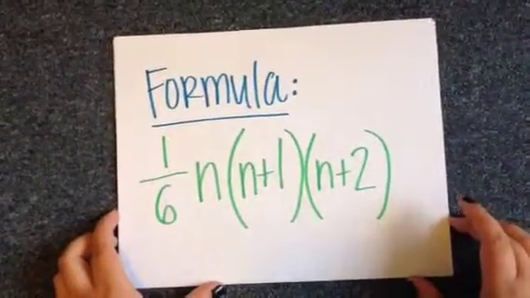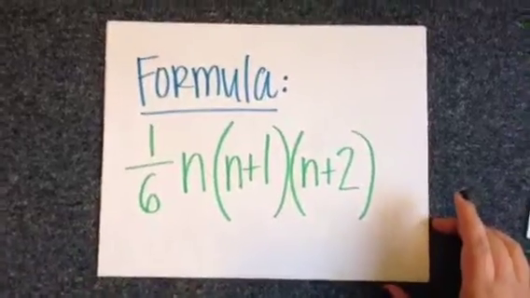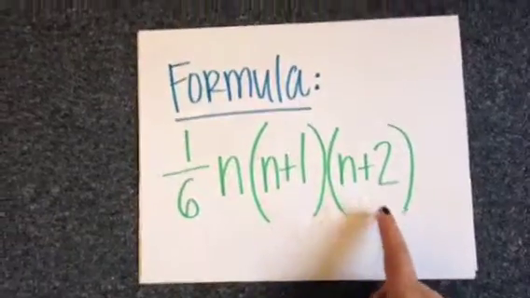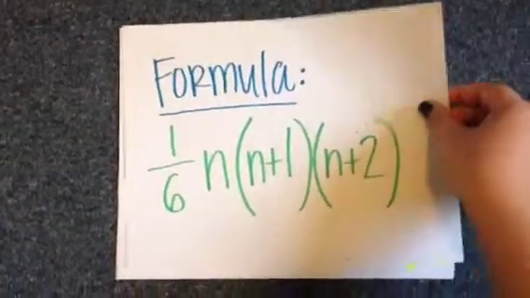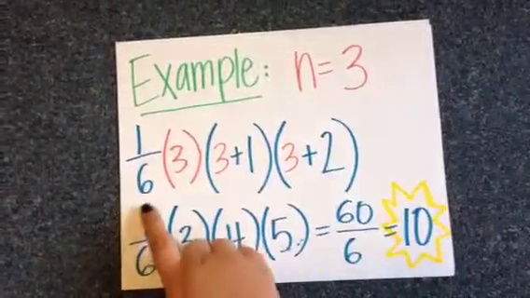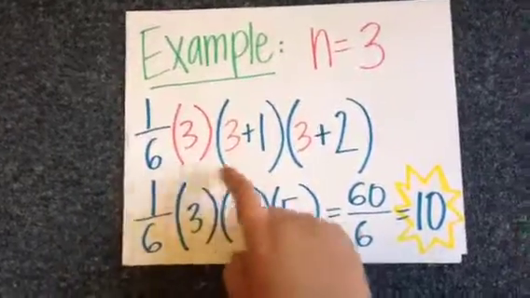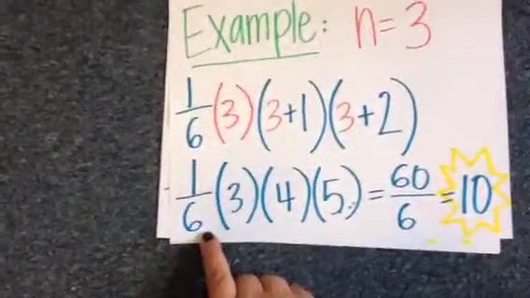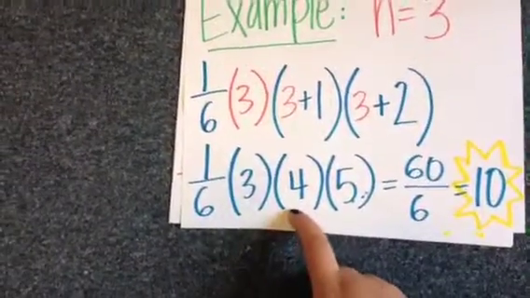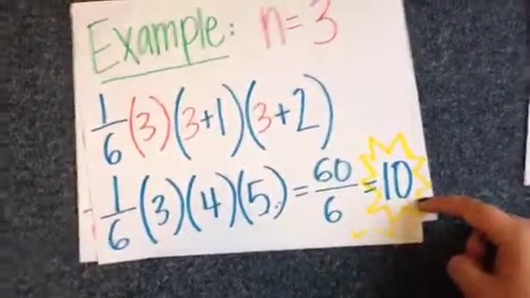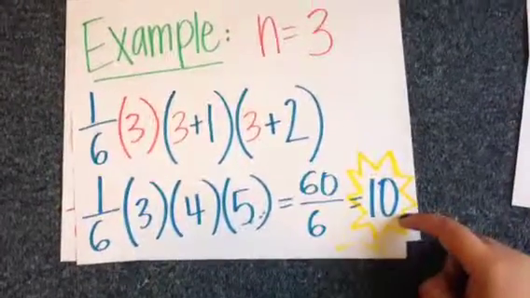The formula that you can use to find the tetrahedral number is 1/6 n times n plus 1 times n plus 2. So, back to our example of a height of 3, you would use 3 for n, so it would be 1/6 times 3 plus 1 times 3 plus 2, which would equal 1/6 times 3 times 4 times 5, which would be 60 over 6, which would be 10. 10 is the number on Pascal's triangle in row 4.